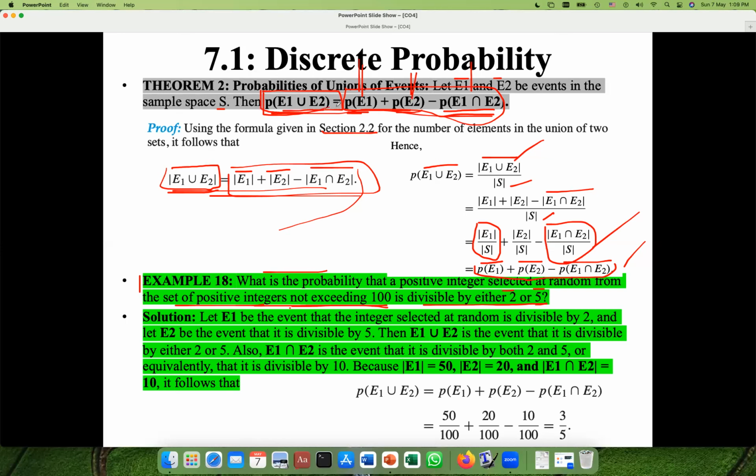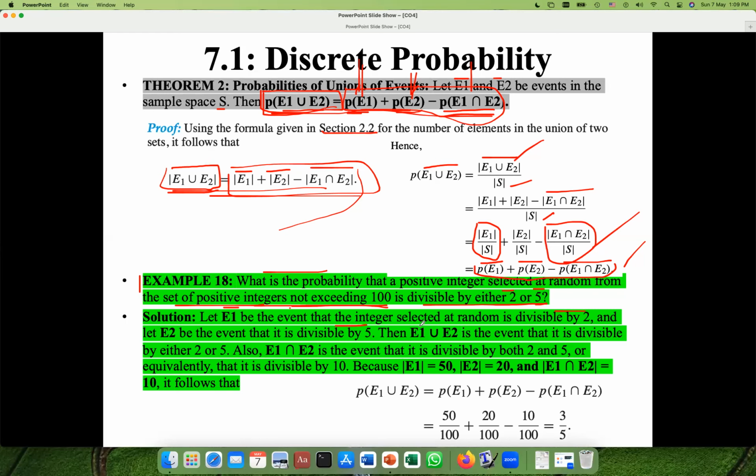If this equation is in your mind, then you will think automatically, and with practice. So here you have 2 events. So you have to calculate E1, E2, and then their intersection. So what is E1? E1 is an event in which the number selected at random would be divisible by 2. And E2 would be the event of being divisible by 5.